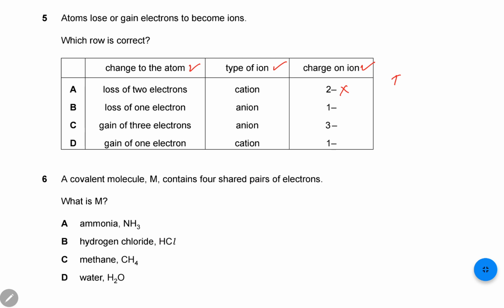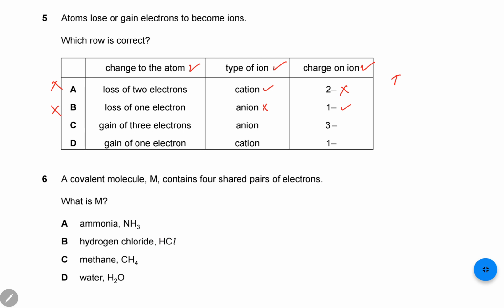Have you seen how we make conclusions? Loss of 1 electron, this one is fine, but here, no. The loss of electrons is done by cations, and the charge is correct, but because of this which have crossed X, meaning even this one is out and that one is out. Let's go to C.